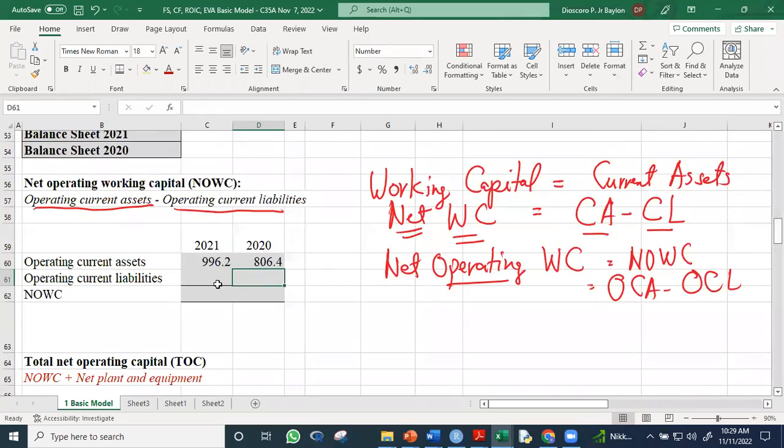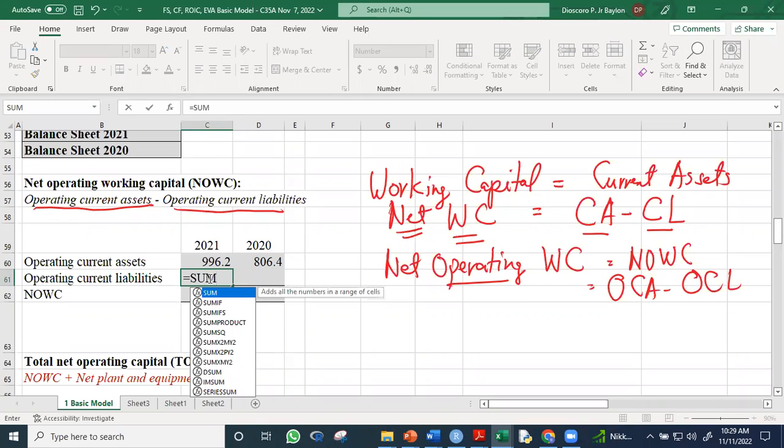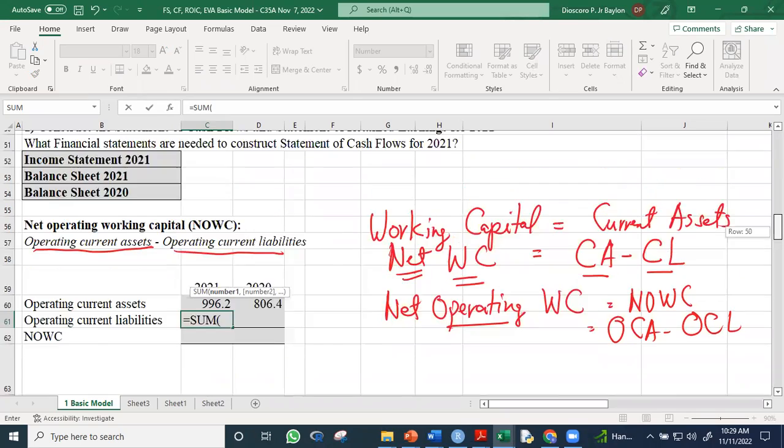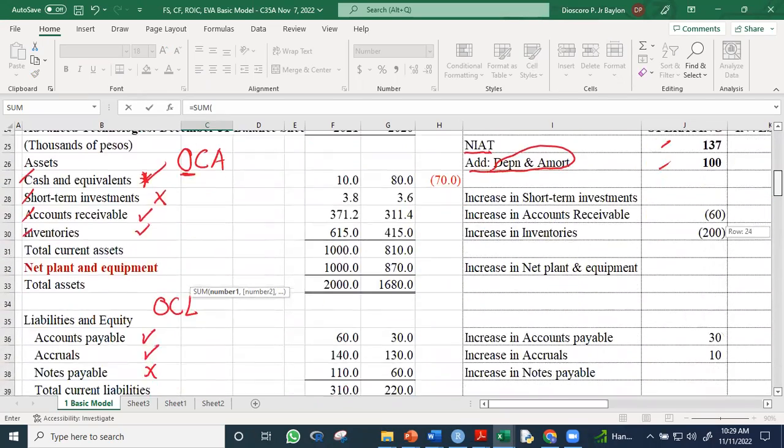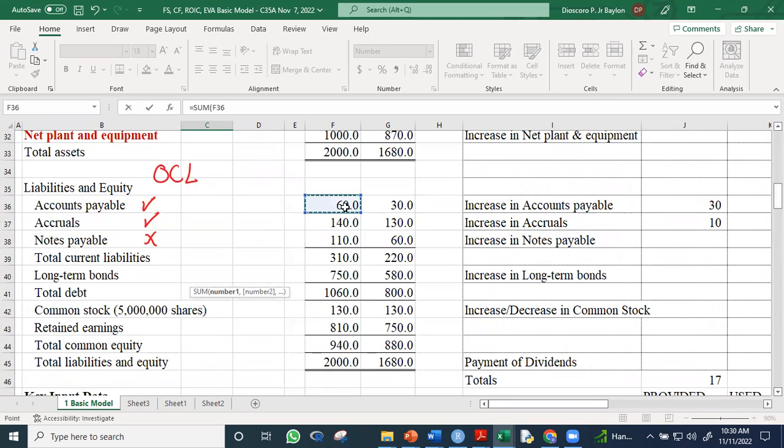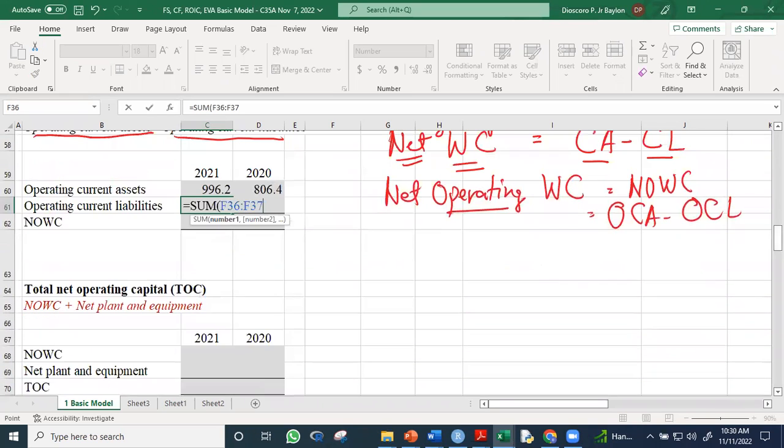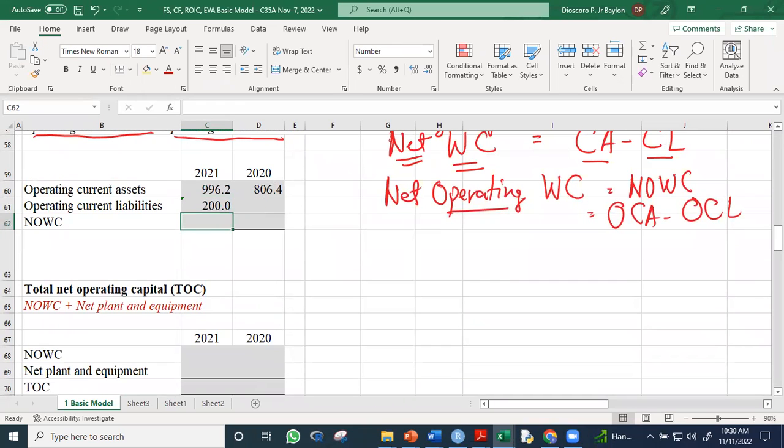Okay, and then for operating current liabilities, it will also be the sum. Let's add up. Okay, accounts payable and accruals, these two. Okay, excluding notes payable. All right, and then copy to the right. All right, now we can compute for NOWC, which is the difference between operating current assets minus operating current liabilities.